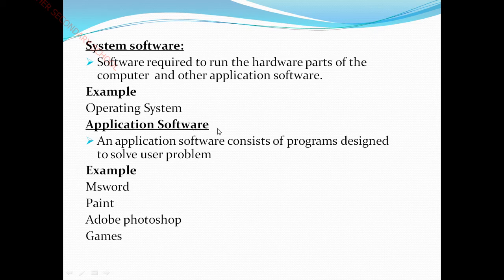Application software is used to perform a specific task. For example, Paint, MS Word, Adobe Photoshop and games. What is the purpose of this MS Word? You might have seen MS Word. We can create a document or edit a document with the help of MS Word. Once you save the document in MS Word, whenever you need, you can fetch it from MS Word. Next, Paint is an application. Here you can draw pictures and color the pictures. Adobe Photoshop is an image editing software.